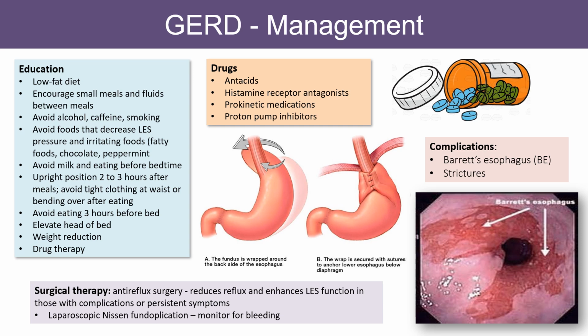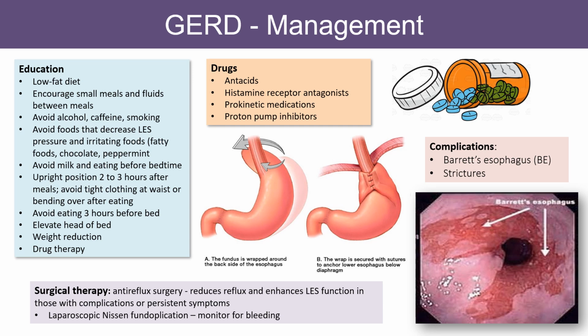Also, strictures. When the esophagus is inflamed repeatedly, recurrent inflammation, it kind of builds up, and it can become very, very tight and narrowed, and eventually it can lead to an obstruction. So those are complications that may require surgery. And there are several different types of surgery.